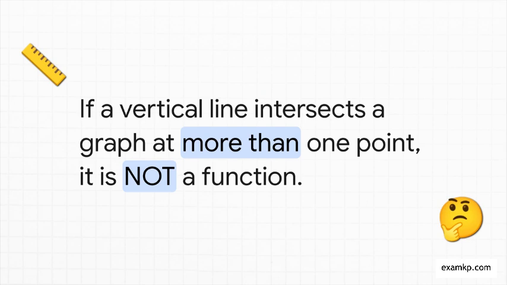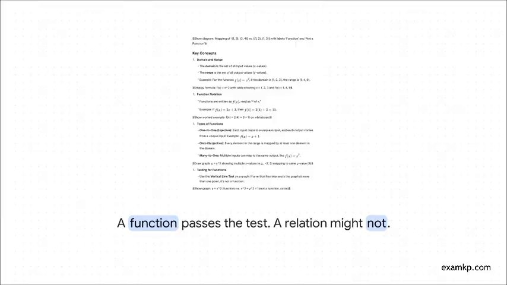If you can draw a straight up and down line anywhere on a graph, and it hits the curve more than once, it is not a function. End of story. And here it is in action. Look at the parabola on the left. No matter where you draw a vertical line, it only ever touches the graph in one spot. It passes the test.